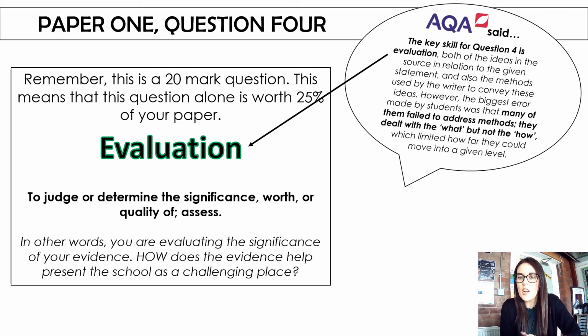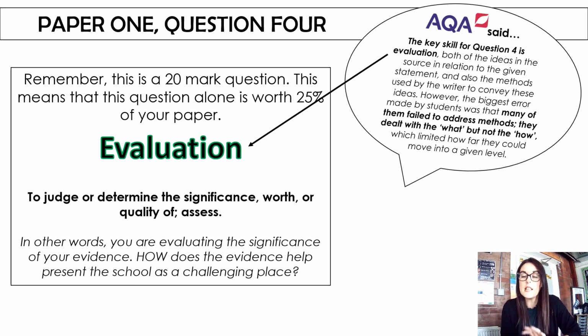So the biggest error that students make is that many of them fail to address the methods. They dealt with the what but not the how. So most students say, yep, I completely agree, these characters come alive, I feel like I'm there with them, blah, blah, blah. But they don't actually say the writer does that by using this technique. The writer makes me feel like I'm in the coach with them because they did this. So that is going to cap you at 10 marks. So if you do not talk about the writer's methods and the writer's techniques, you are stuck at 10 marks.